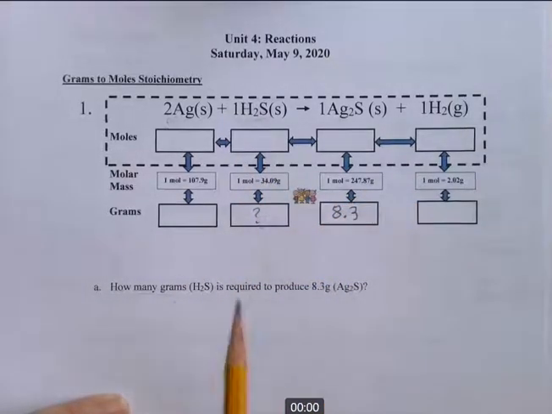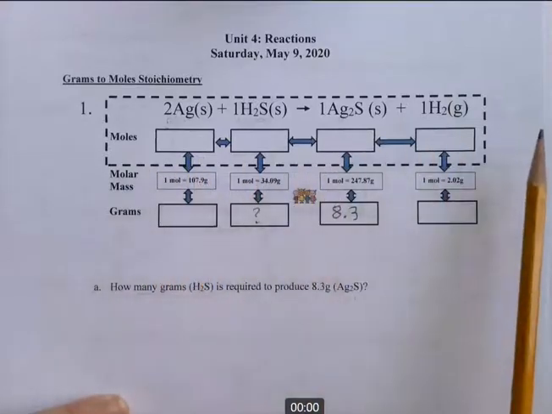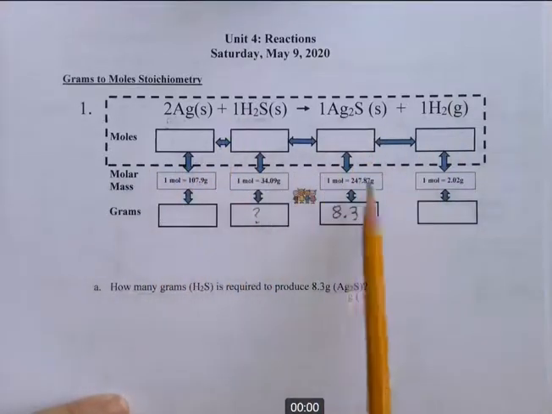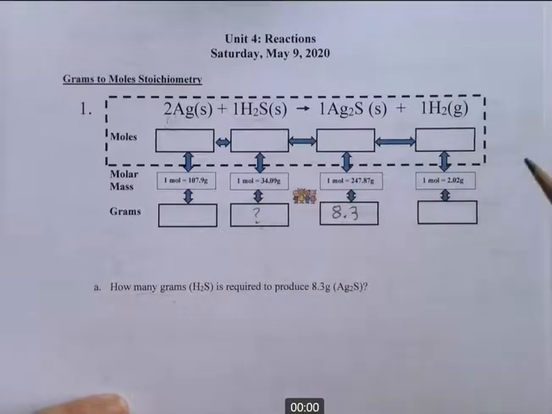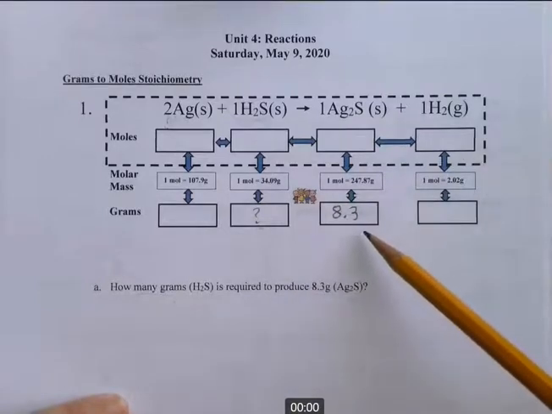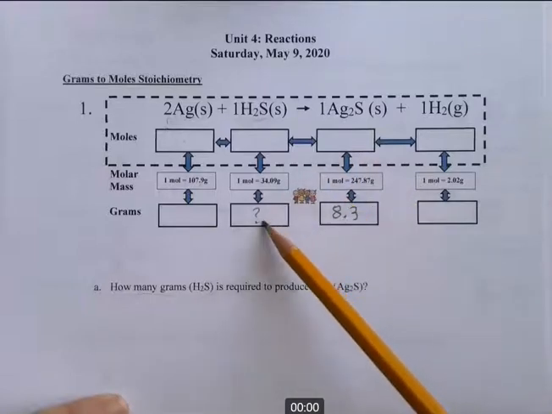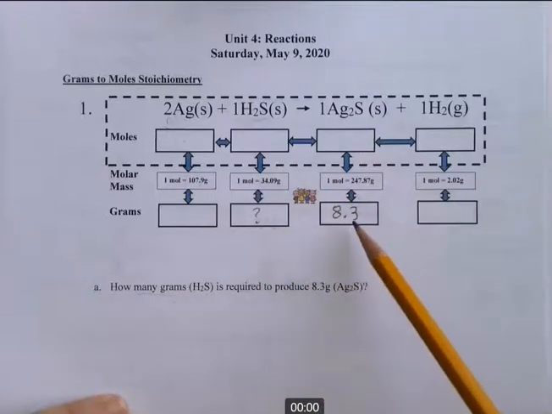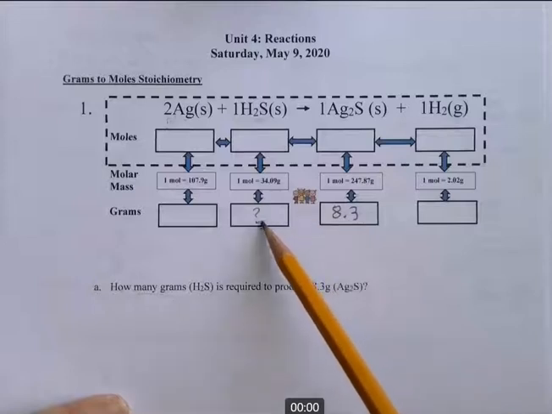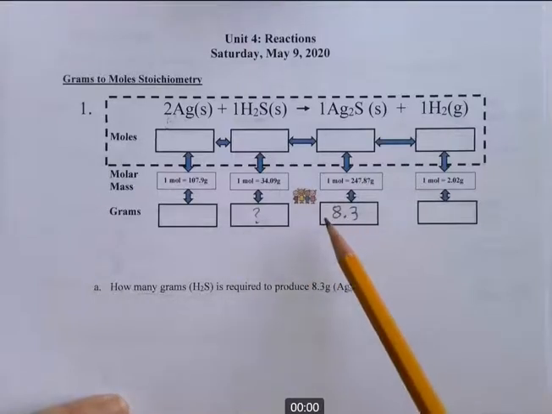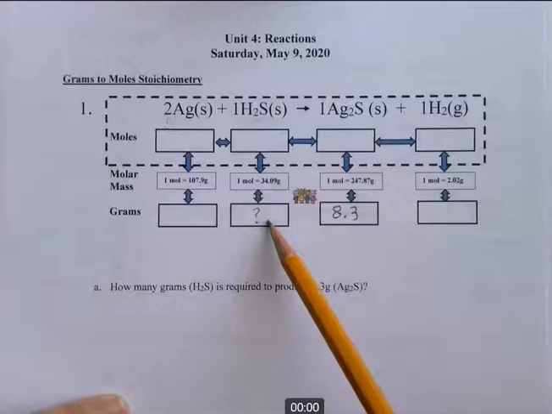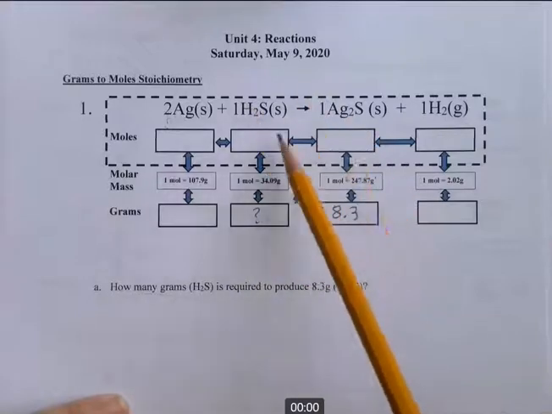So this is a chemical reaction that's flowing from left to right. We're putting in this to get this, but mathematically, in this specific case, we're working backwards. We're starting off with what we know, and we're working backwards to get what we don't know. So there's no way to get directly from here to here. You can't go from grams of Ag2S to grams of H2S directly. What you have to do is use the recipe.